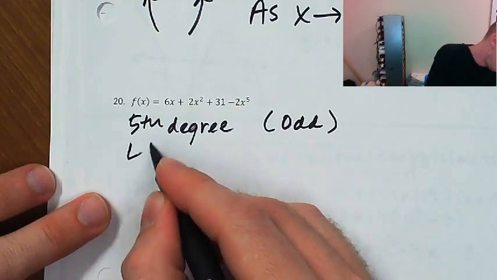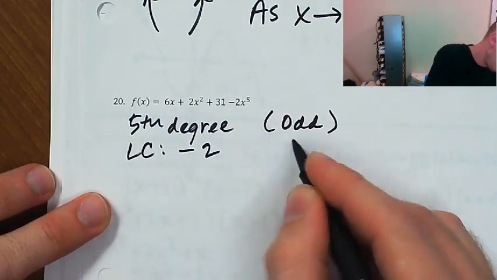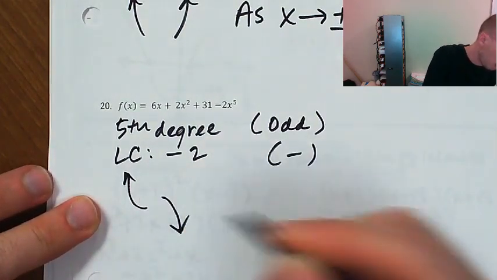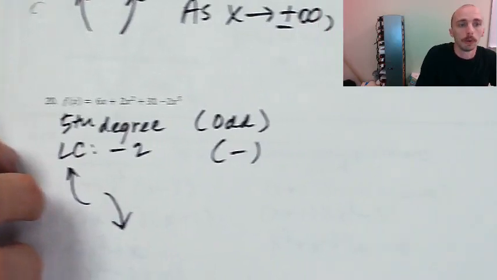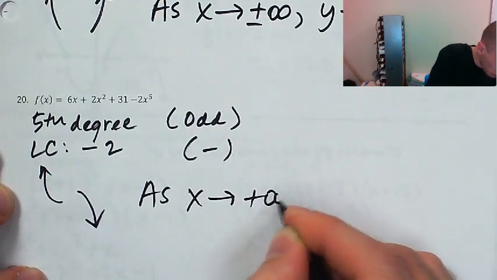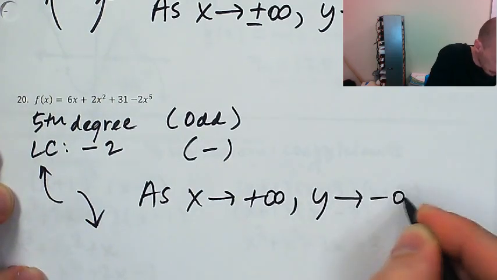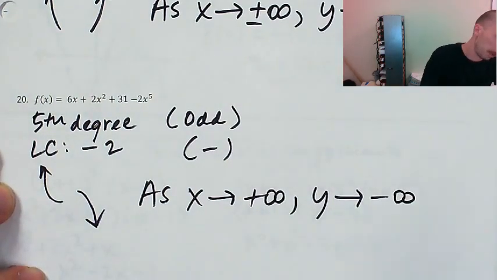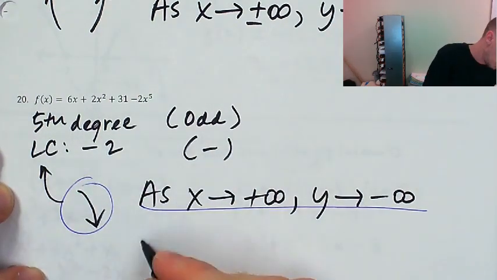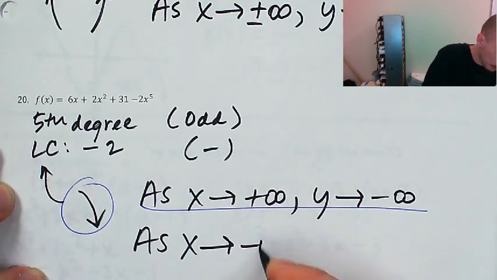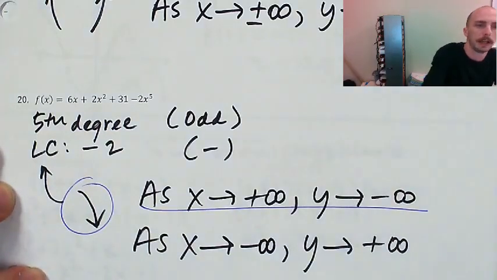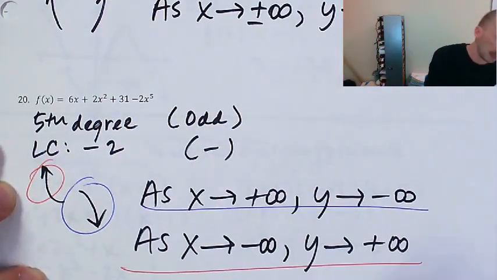The leading coefficient is -2, and what matters about that is that it's negative. So that means that overall, it kind of looks like the graph of y equals -x cubed, but I need to do a little bit better than drawing 2 arrows. So I'm going to say as x approaches positive infinity, y approaches negative infinity. That's this one right here. Maybe I'll circle that one in blue. Okay, and then as x goes back to negative infinity, y is approaching positive infinity. And I might emphasize that in red.